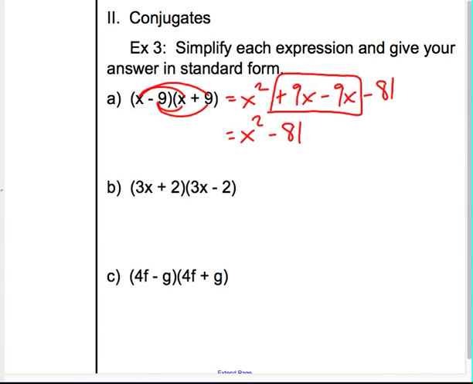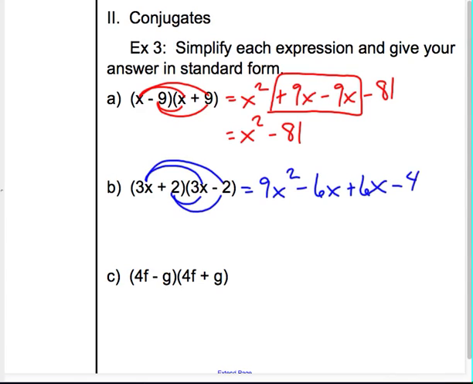So my next example, I'm going to do the same thing. 3x times 3x is 9x squared. Remember to multiply the 3 by 3 and the x times x. 3x times negative 2 is negative 6x. 2 times 3x is positive 6x. So we've got those opposites again. And 2 times negative 2 is negative 4. So those middle two terms are opposites, so they cancel, giving us 9x squared minus 4.